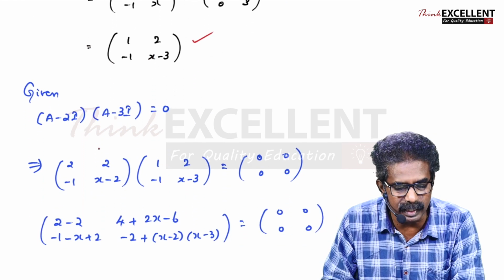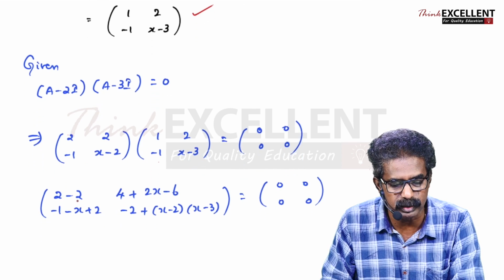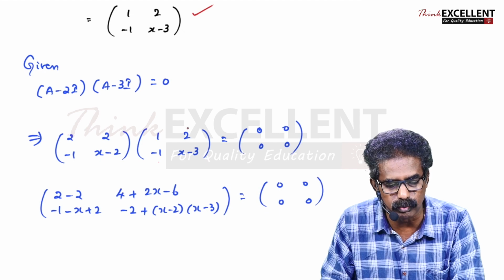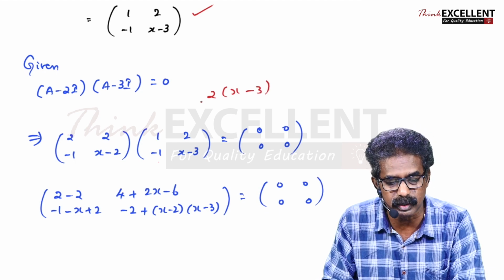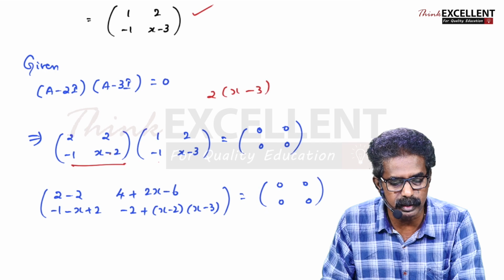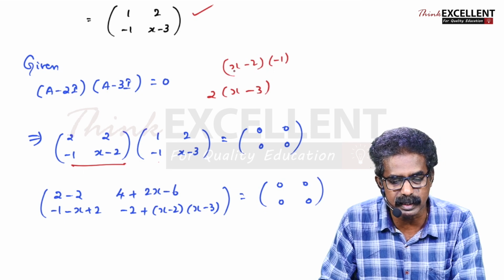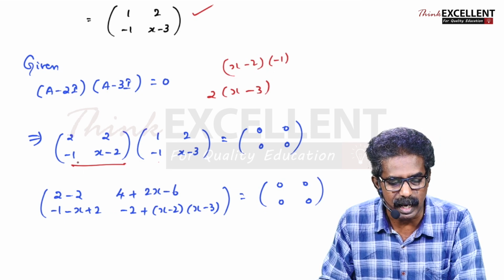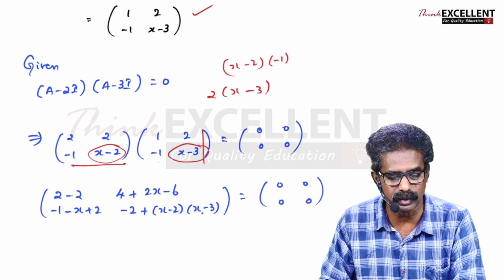0, 0, 0, 0. Again, row by column. First row, first column. 2 into 1, 2. 2 into minus 1, minus 2. First row, second column, 2 into 2, 4 plus 2 into x minus 3, I multiplied and wrote, okay. 2x minus 6. Second row, first column, minus 1 into 1, minus 1, then x minus 2 into minus 1, minus x, minus into minus is plus 2, right. The last one, second row, second column, minus 1 into 2, minus 2 plus, you have to multiply these two. That I didn't multiply, just wrote it there, okay.